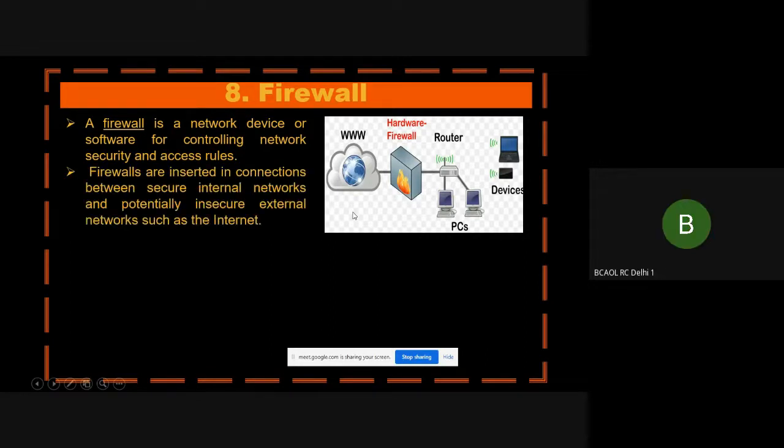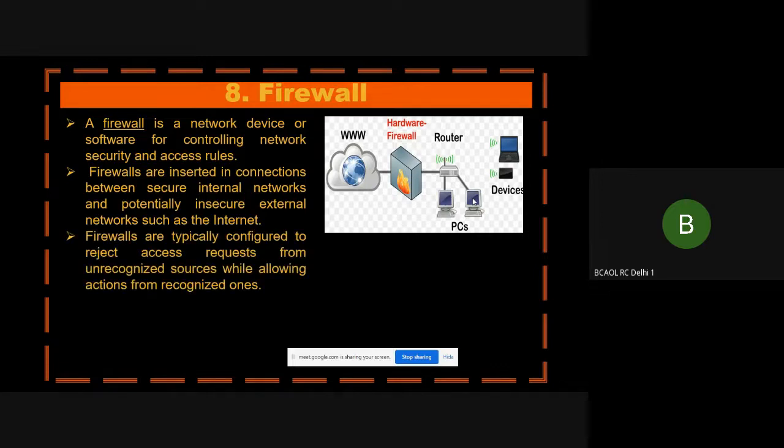Yes. Right. So firewalls are inserted in connections between the secure internal networks and potentially insecure external networks such as the internet. So this is your internet, and in between you put a firewall, and this is your router, which will go from the hardware to the internet. Whatever communication comes to your network will go through this firewall, and then it will come to you. So it is put in between.